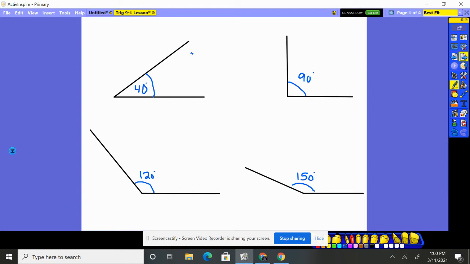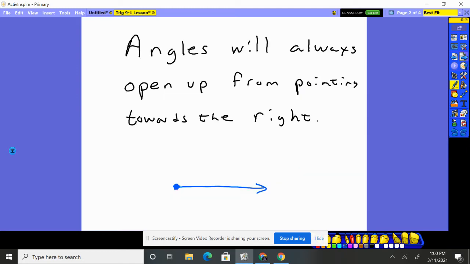Now, what we're going to do is angles will always open up from pointing towards the right like this. So we're always going to imagine that it's starting here. This is always the starting point. And it opens for right now in that direction. That's the positive opening. So we're always going to be opening that way.